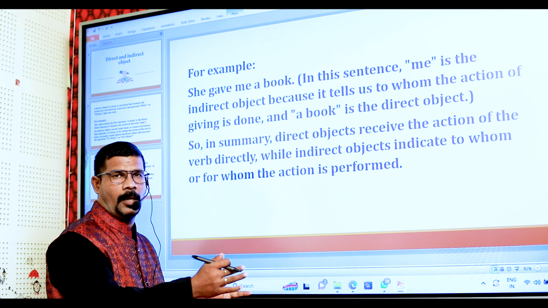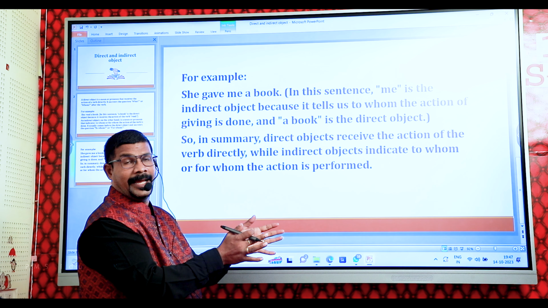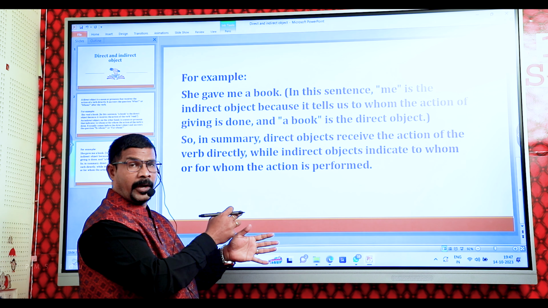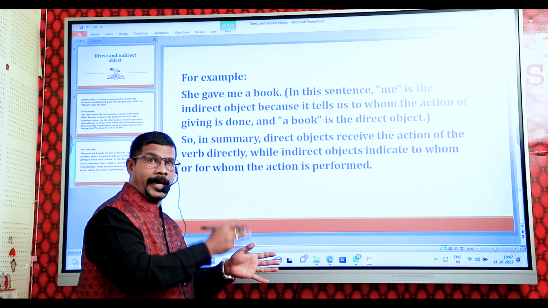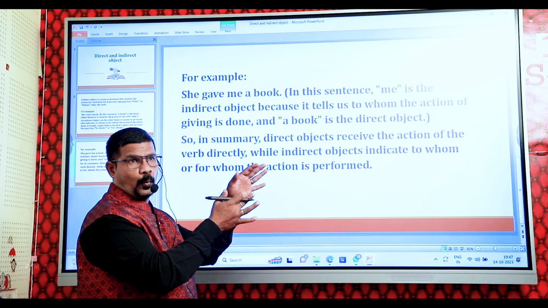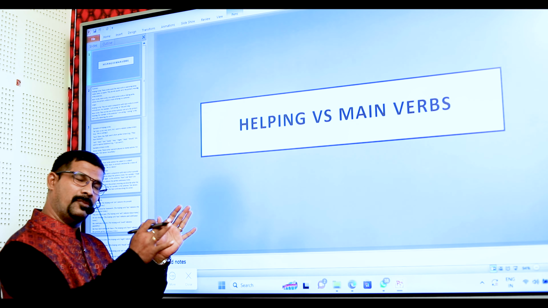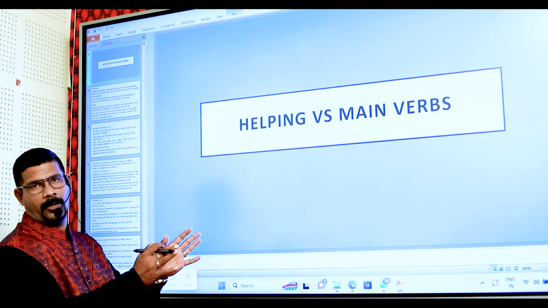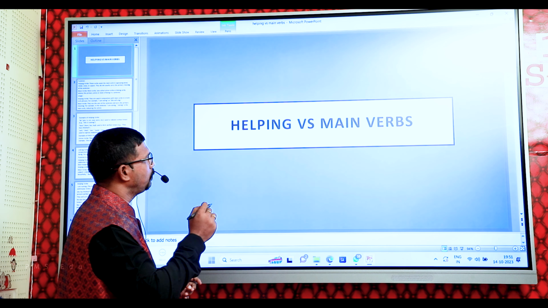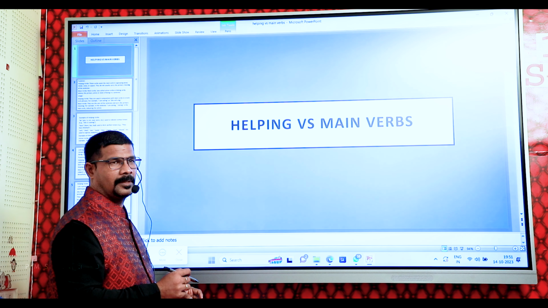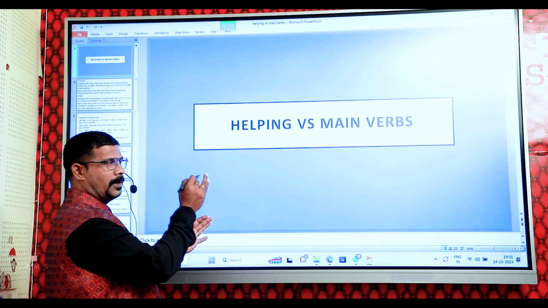Next, I'm going to guide you in the way that you need to identify the helping verb, main verb, and mixed verbs. Let's see one by one. It's really important, the structure of English, the structure of grammar: helping verbs and main verbs. I'm going to give you a very short formation on how to identify helping verb and main verb.